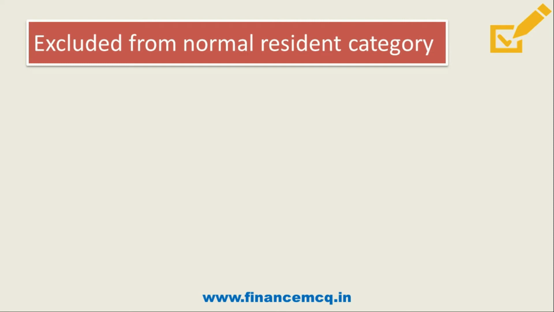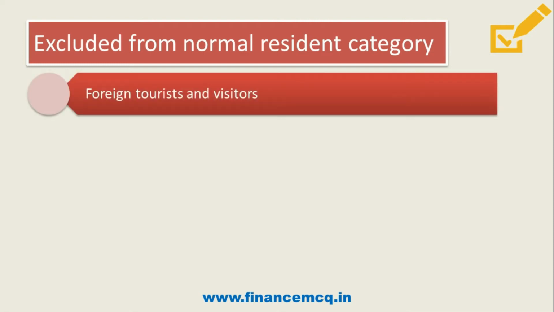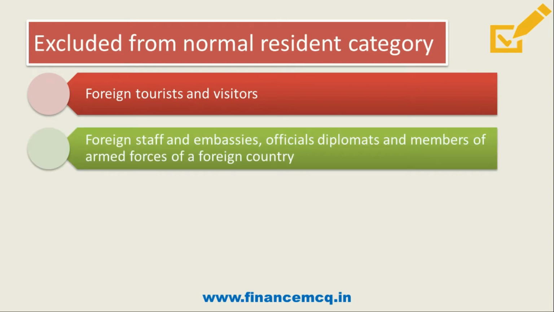And friends, what is excluded from the normal resident category? The first one is foreign tourists and visitors, because they are not normal residents, they are in that country for just a couple of days. Then we will exclude foreign staff and embassy officials, diplomats, and members of the armed forces of a foreign country. If any foreign staff or embassy person is in a country, or any armed force of a foreign country, they will be excluded from the definition of normal resident.